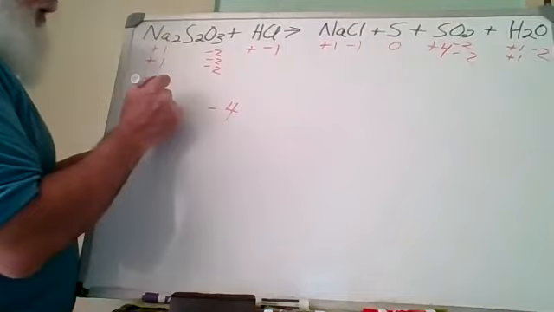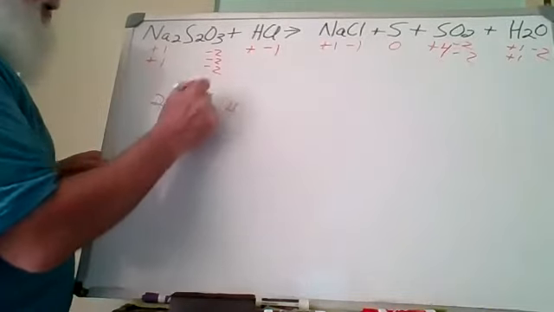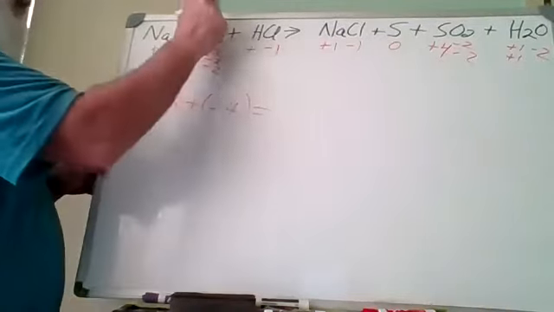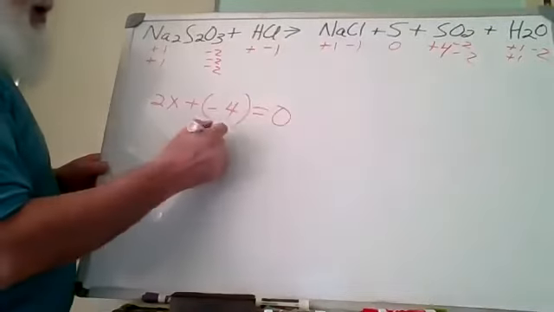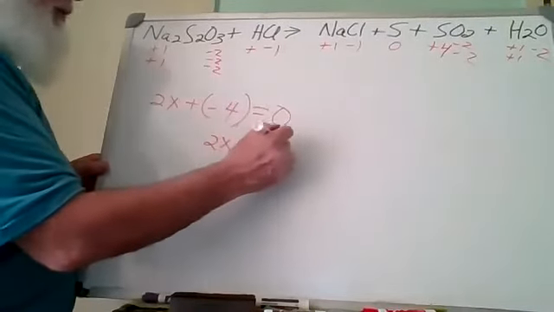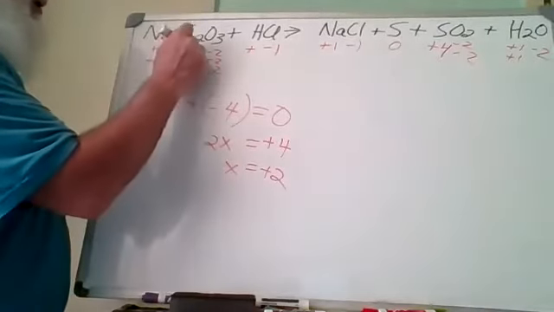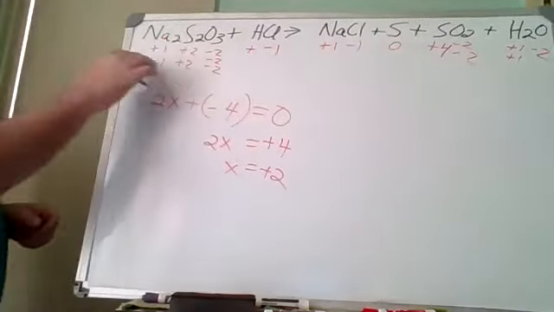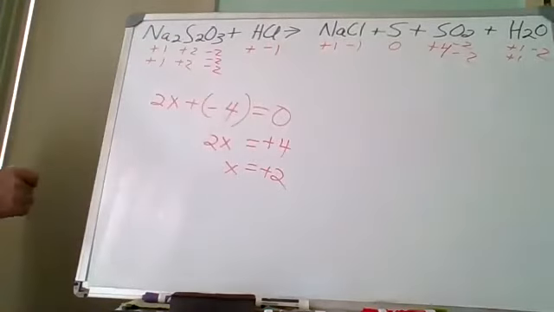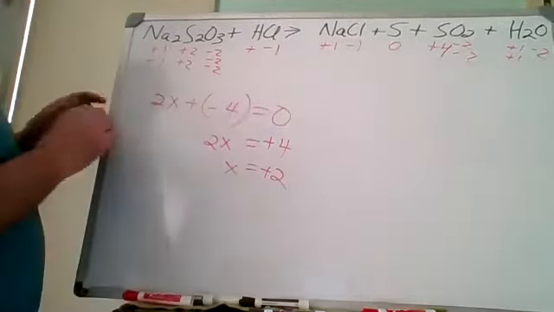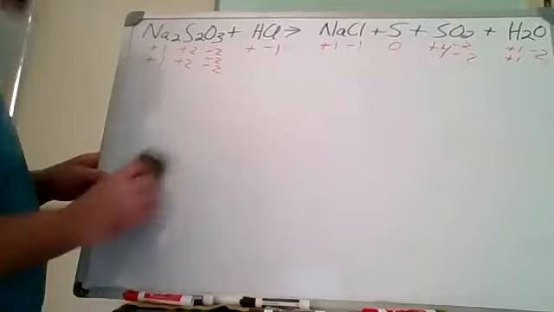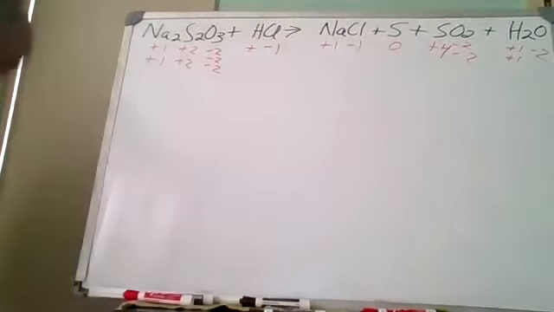So 2x plus -4 must equal the charge up here, which is 0, or 2x equals +4, or x equals +2. So each of the sulfurs is +2. They have to add up to 0. Okay? All right. So now we have all of the oxidation states.